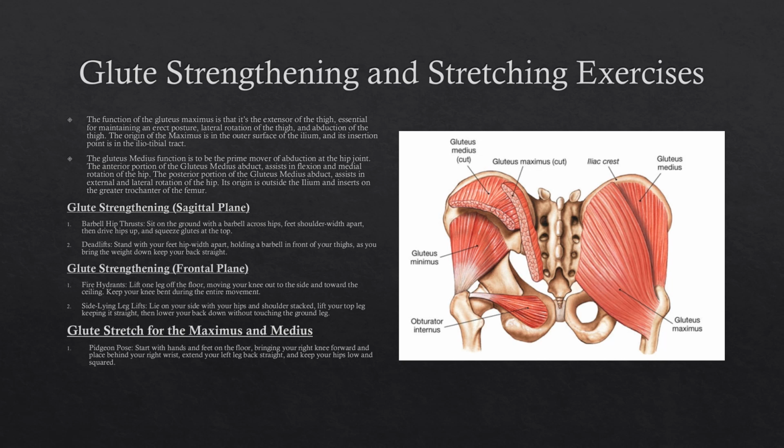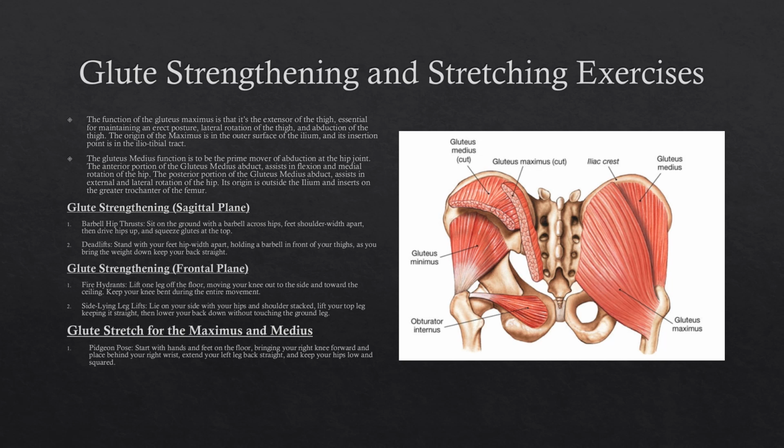So for the exercises on glute strengthening on the sagittal plane, I did barbell hip thrusts. For that, you're going to sit on the ground with a barbell across your hips, feet shoulder width apart, then drive hips up and squeeze glutes at the top. And then lastly, I did deadlifts. Stand with your feet hip width apart, holding a barbell in front of your thighs. As you bring the weight down, keep your back straight and avoid rounding your shoulders, because it will cause pain.